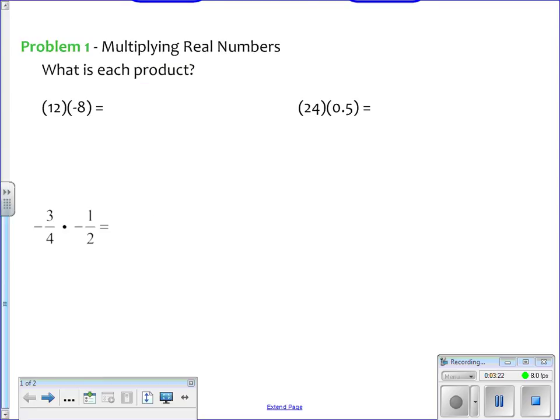So before I even do the work, I want to know what the answer is going to look like. So for this first example here, is my answer going to be positive or negative? Negative. For the second one, is my answer going to be positive or negative? Positive. For this last one here, is my answer going to be positive or negative? Positive. It's going to be positive.